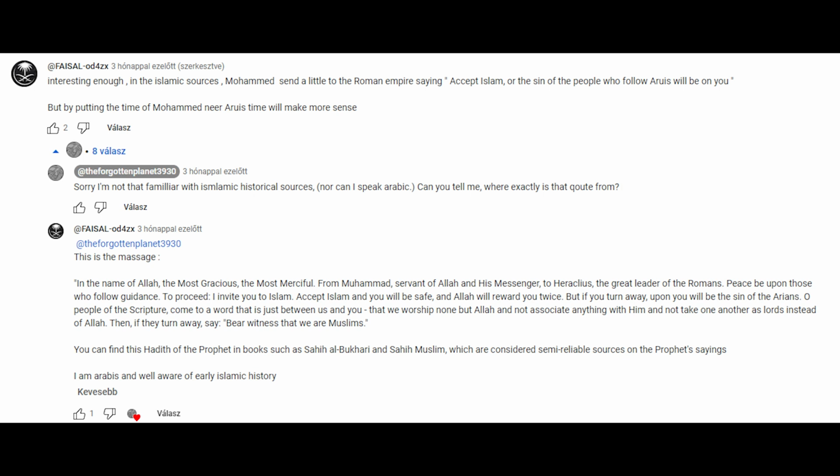In the name of Allah, the most gracious, the most merciful, from Muhammad, servant of Allah and his messenger, to Heraclius, the great leader of the Romans, peace be upon those who follow guidance. To proceed, I invite you to Islam. Accept Islam and you will be safe, and Allah will reward you twice. But if you turn away, upon you will be the sin of the Aryans. O people of the Scripture, come to a word that is just between us and you, that we worship none but Allah, and not associate anything with Him, and not take one another as lords instead of Allah. Then, if they turn away, say, bear witness that we are Muslims.